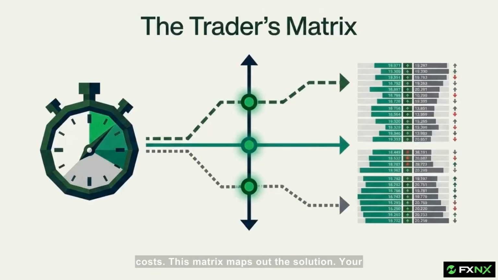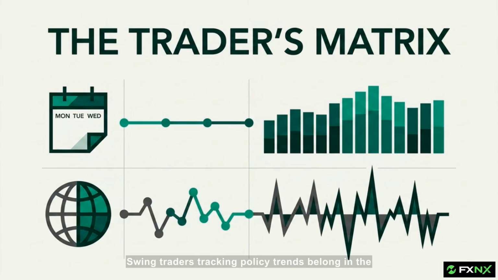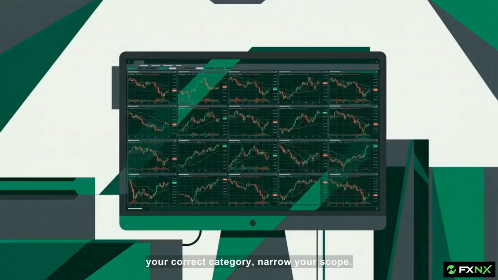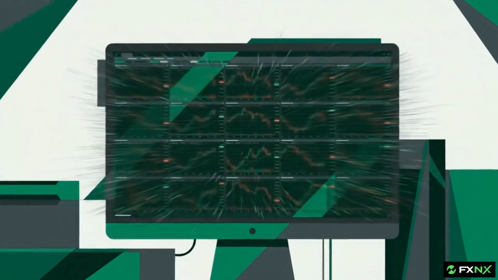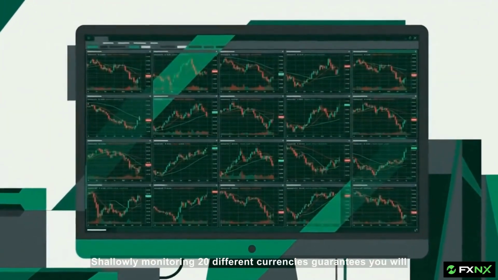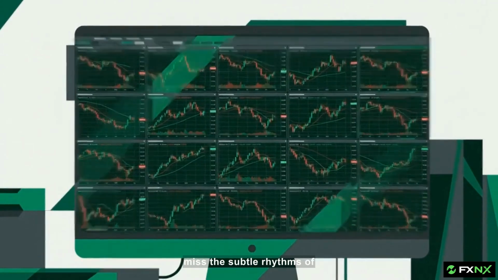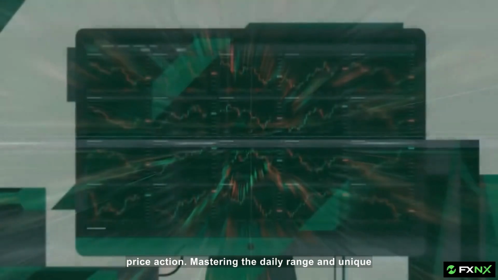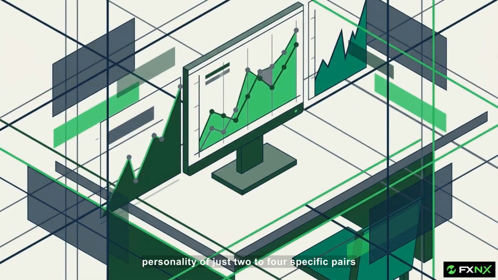This matrix maps out the solution. Your trading strategy dictates your environment. Scalpers and day traders belong in the hyper-liquid majors. Swing traders tracking policy trends belong in the minors. And only experienced macro analysts should step into the exotics. Once you identify your correct category, narrow your scope. Shallowly monitoring 20 different currencies guarantees you will miss the subtle rhythms of price action. Mastering the daily range and unique personality of just 2 to 4 specific pairs provides a measurable edge.